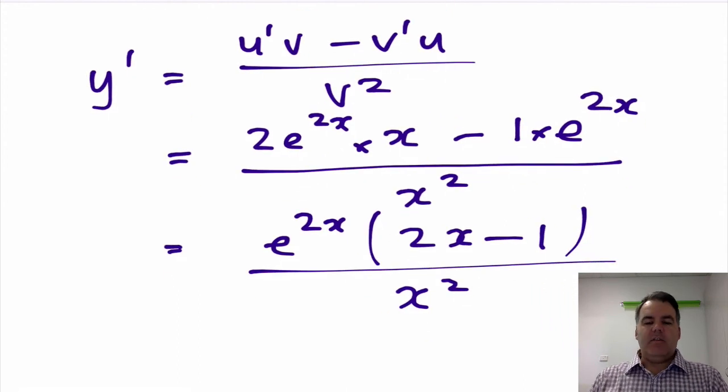And again, I could ask the question, what is the x value of the stationary points on this curve? There are none coming from this x value here. E to the 2x is never 0, but x equals a half will make that bracket 0. So x equals a half is the only stationary value on this curve.